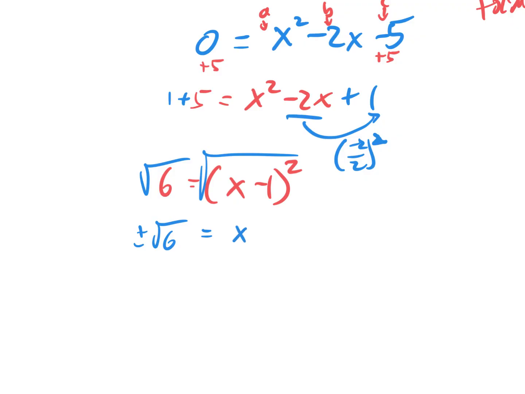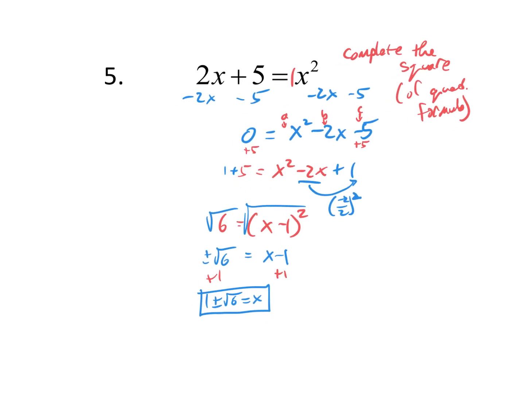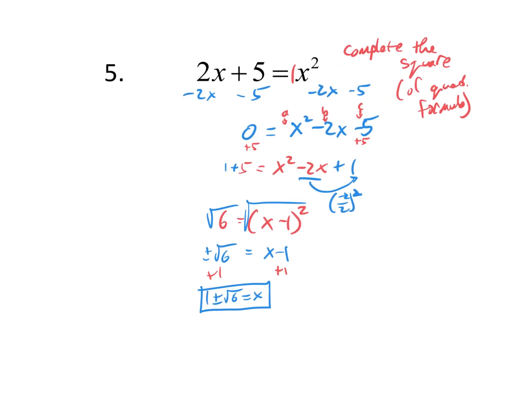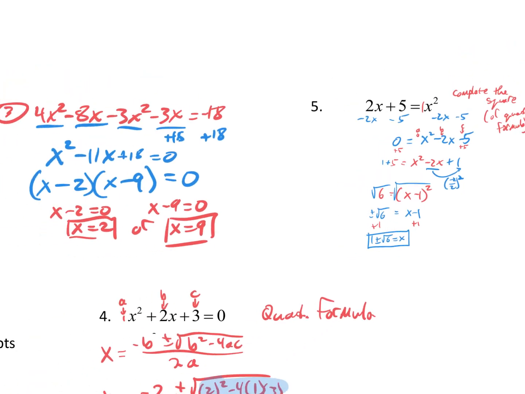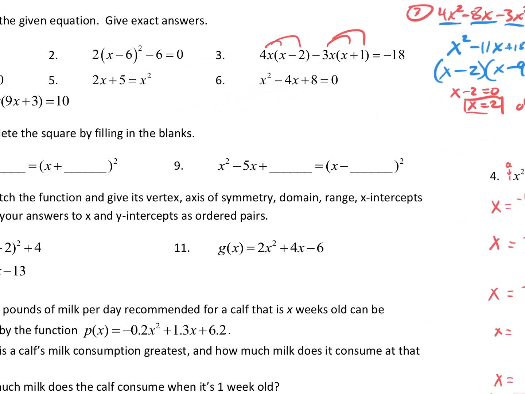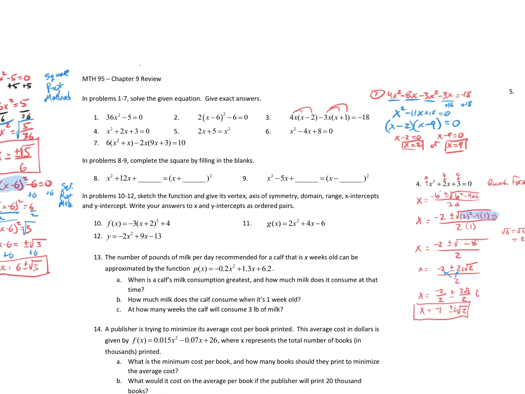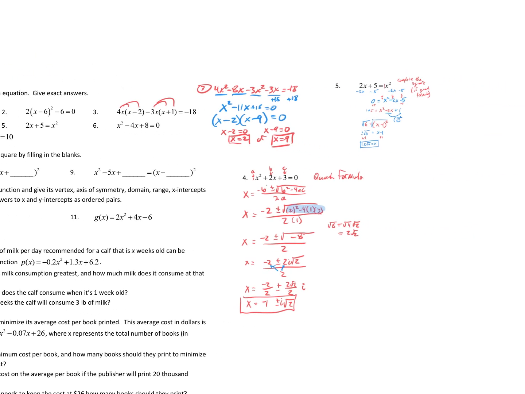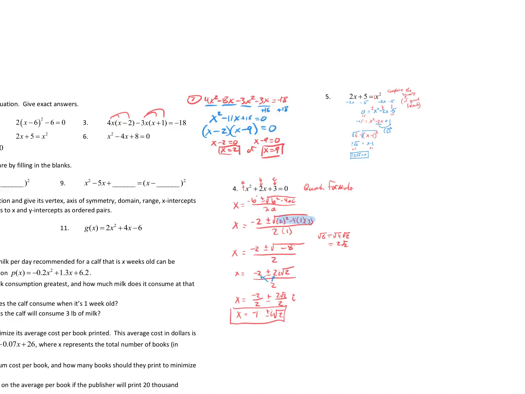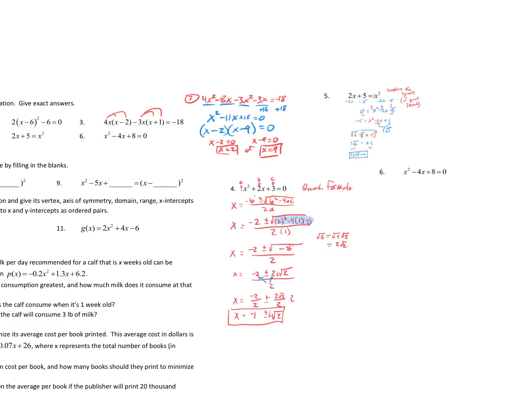Okay, so we square root both sides, we get plus or minus, and then we're going to add 1 to both sides. And so we end up with 1 plus or minus the square root of 6 equals x. And there is number 5. If you use a quadratic formula, you'll end up in the same place. But completing the square when it's nice like that actually will save you some possible mistakes in your arithmetic there.